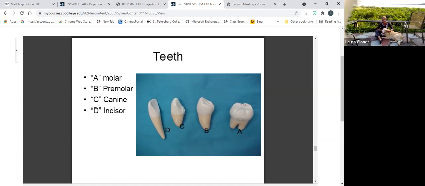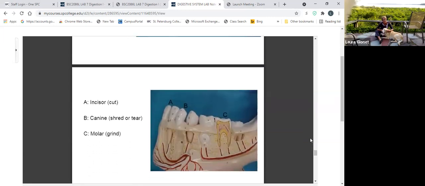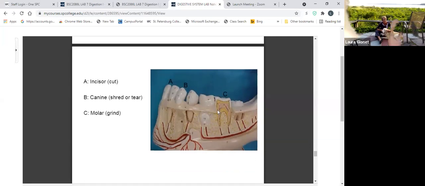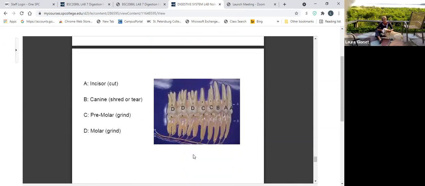Function, metafunctions. Here is one of the pictures, again, that we've used in the notes or that were up on the course page. A incisor, B canine, C molar. There's another: incisors, canine, premolars, and molars. Cut, shred, grind, and grind.